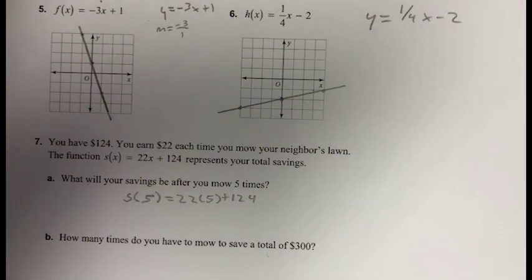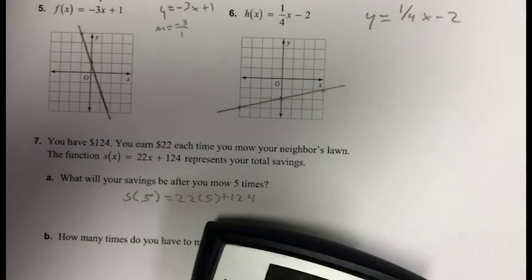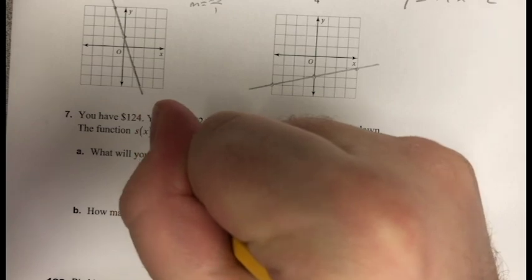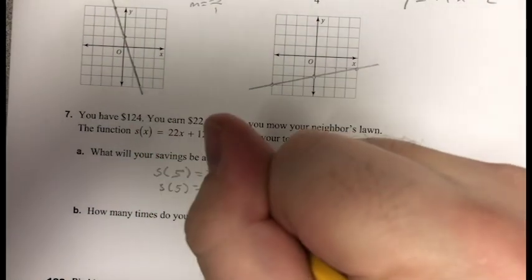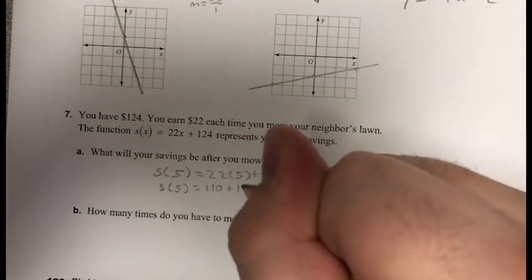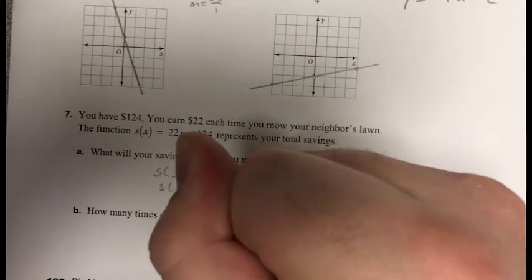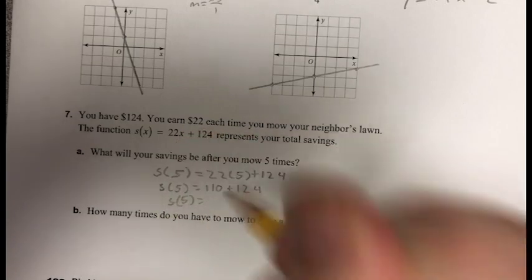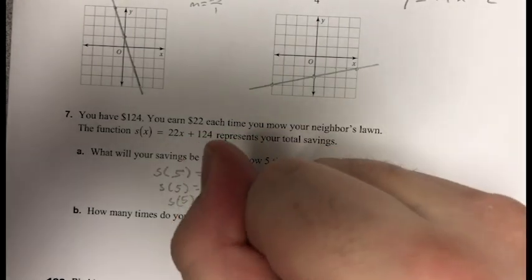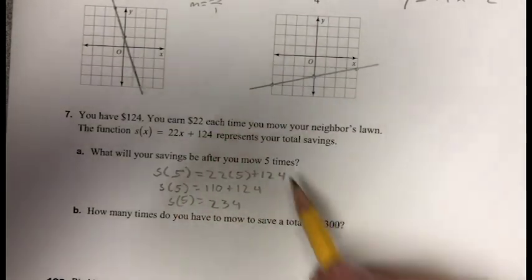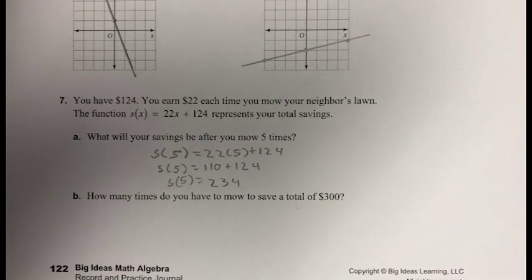And we basically are going to work that problem out. So let's do a little bit of math. I don't feel like doing it on a calculator. S of 5 is equal to 22 times 5, which is 110. Plus 124. We're going to combine those. So S of 5 is equal to 110 plus 124 equals $234. So after 5 times, you're going to have $234. Again, this doesn't change anything. It should be very familiar.